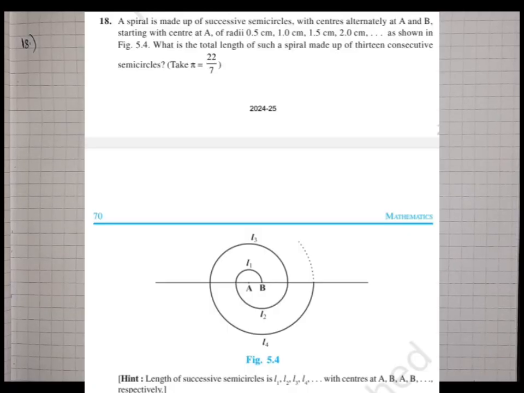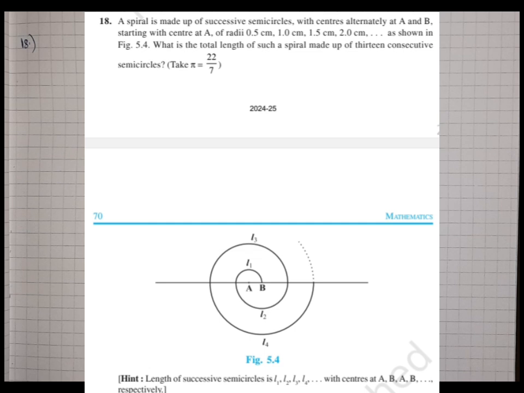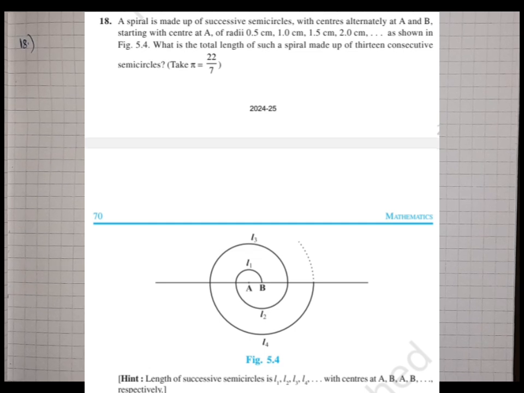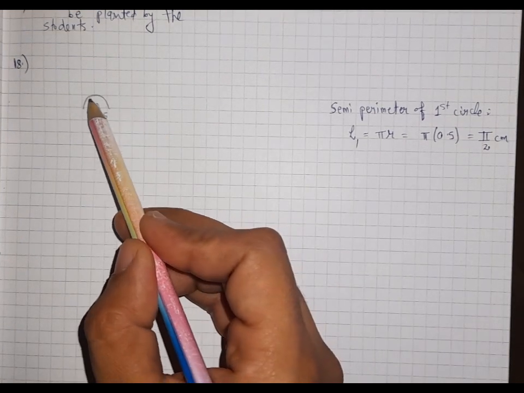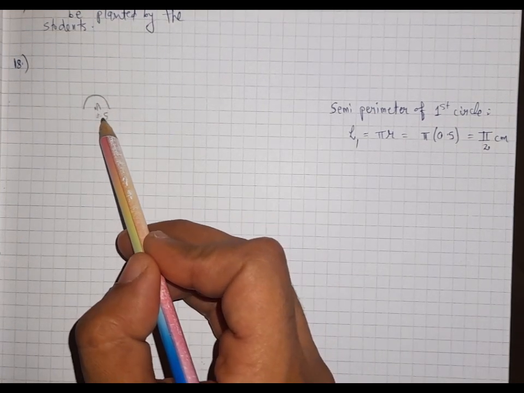Question number 18. A spiral is made up of successive semicircles with centers alternately at A and B, starting with center at A of radius 0.5 cm, 1 cm, 1.5 cm, 2 cm, and so on, as shown in the figure. What is the total length of such a spiral made up of 13 consecutive semicircles? Now, in short, we need to find the sum of the semi-perimeters of each semicircle. Here, this is a semicircle with radius 0.5.